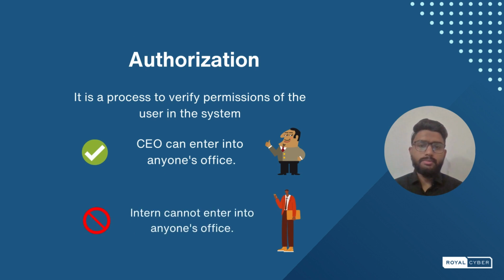The second terminology is authorization. It is a process to verify permissions of a user in a system. For example, you're working in a company, right? There are multiple designations of multiple people. Let's say there's a CEO working in a company. The CEO has the rights or permission to access anything within the company. However, if there's an intern working, he does not have the rights to access each and everything within the company. So the process to verify permission and to give access is the terminology which comes under the topic of authorization.